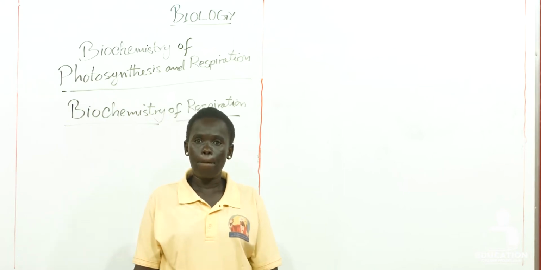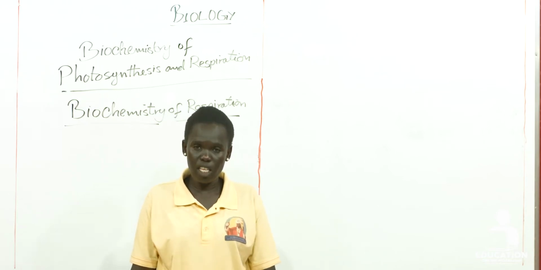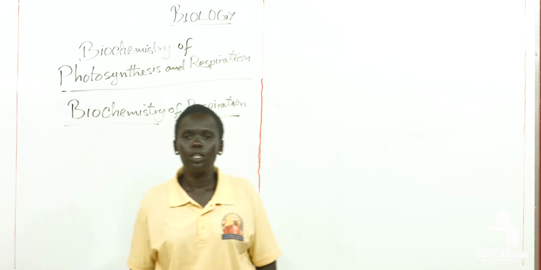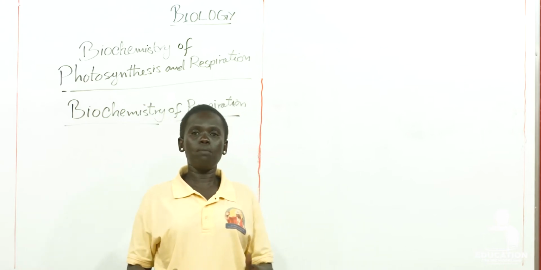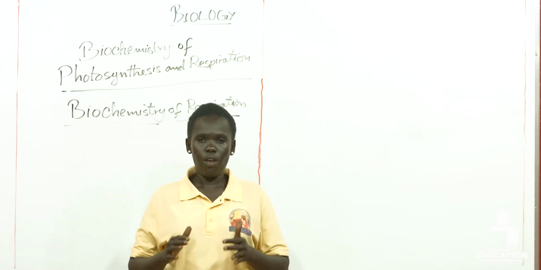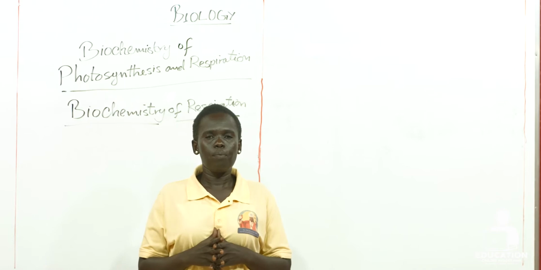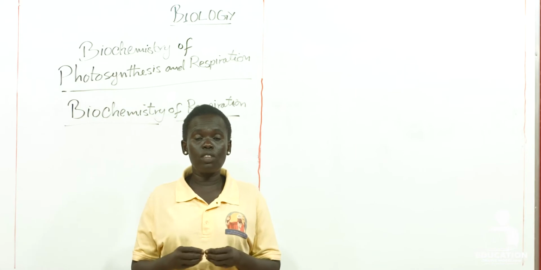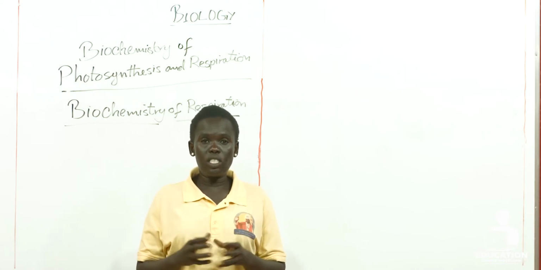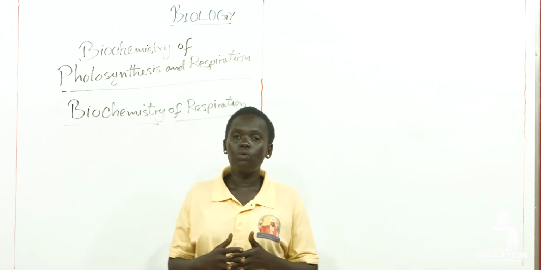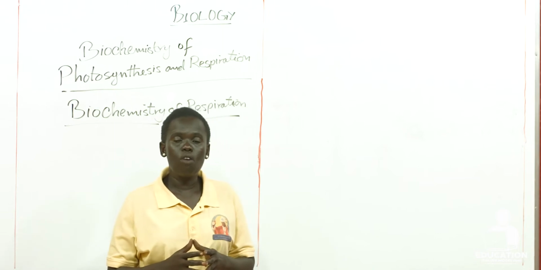Our topic, biochemistry of respiration. Because in our previous lesson, we talked generally about the biochemistry. It was biochemistry of photosynthesis and respiration. Then we defined biochemistry as a branch of chemistry that deals with the study of chemical processes in living things. After having given the introduction, we talked about the biochemistry of photosynthesis.